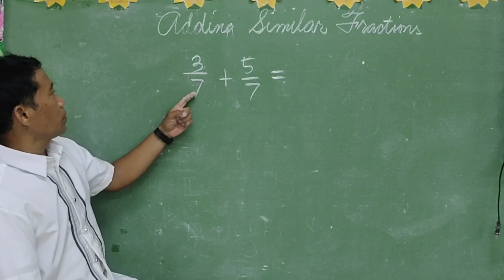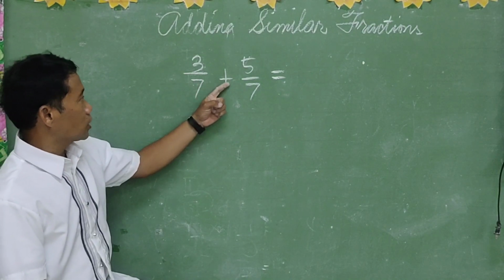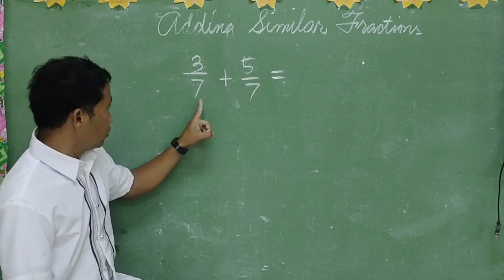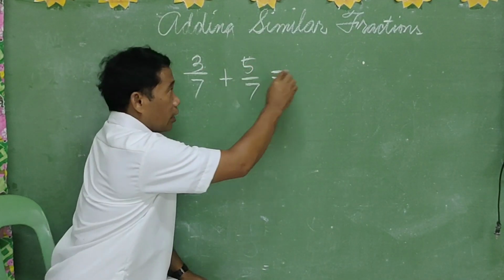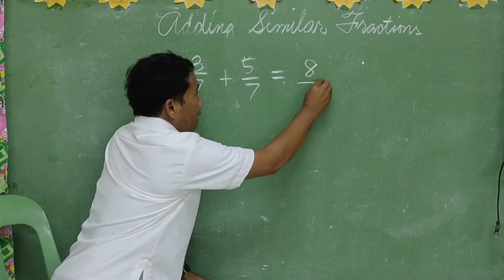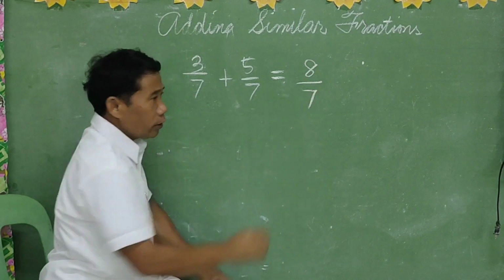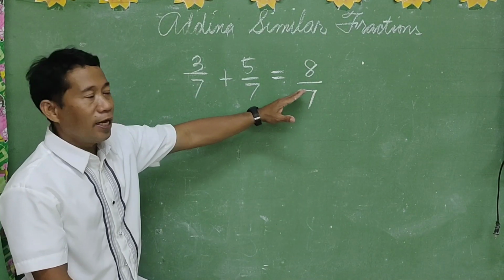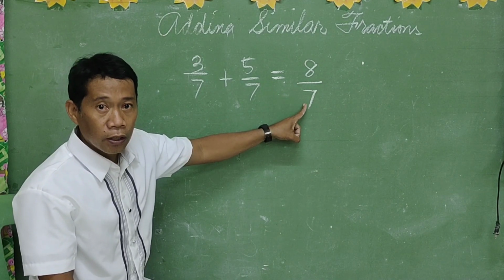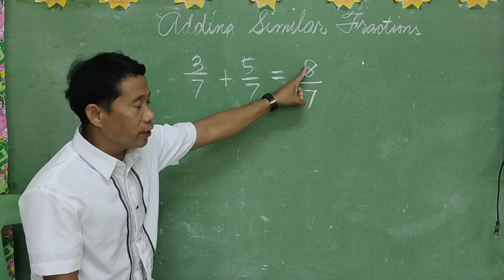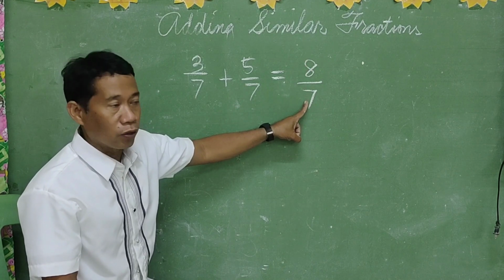This is our third example. 3 sevenths plus 5 sevenths. The denominators are the same. Add the first numerator to the second numerator and copy the denominator. What you have observed about our answer? Our answer is an improper fraction. The numerator is greater than the denominator.